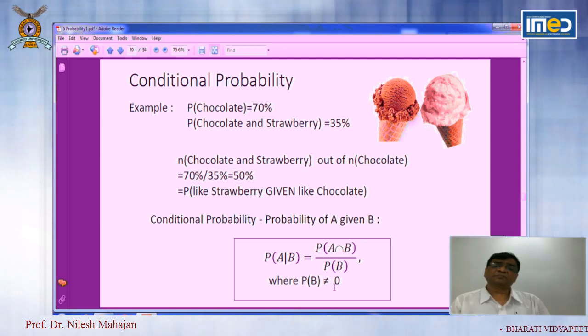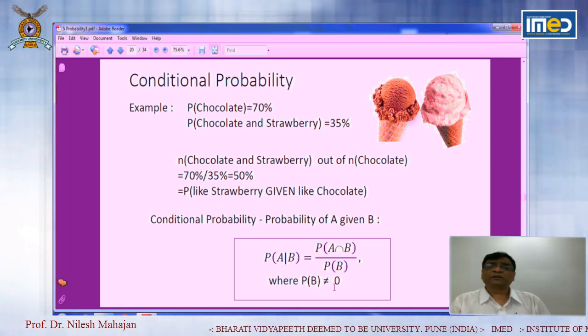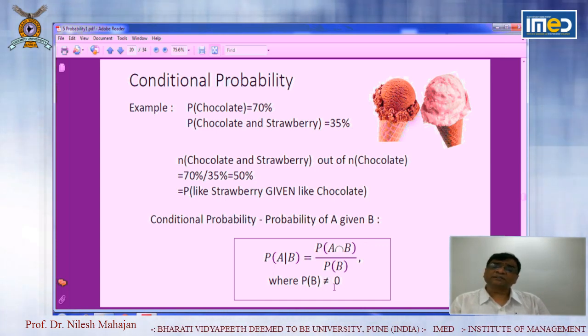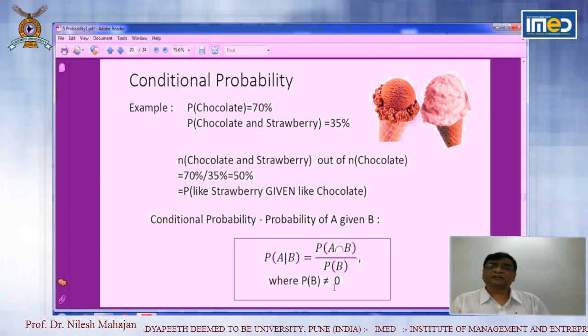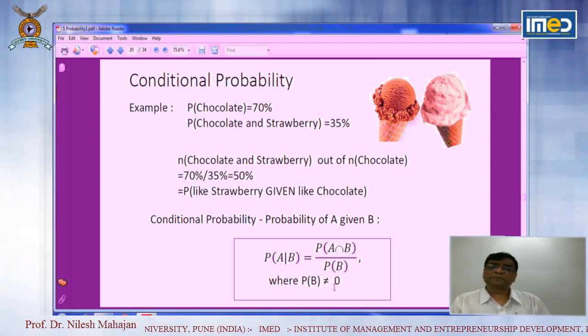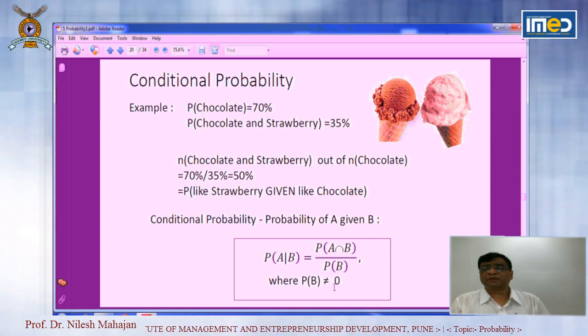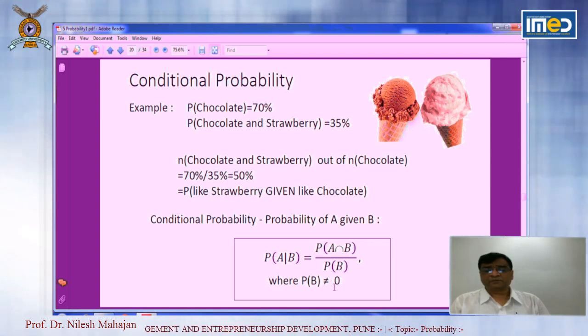In conditional probability, some condition is required. The probability of chocolate is 70%. This case is considered in the ice cream. You see the diagram. P chocolate is 70% and chocolate and strawberry is 35%. So what is the conditional probability? Conditional probability, because strawberry depends on chocolate. So P(A|B) equals P(A intersection B) upon P(B). But you know that P(B) is not equal to 0.